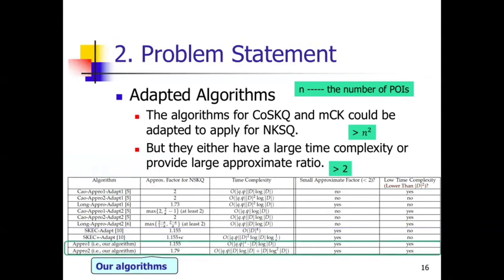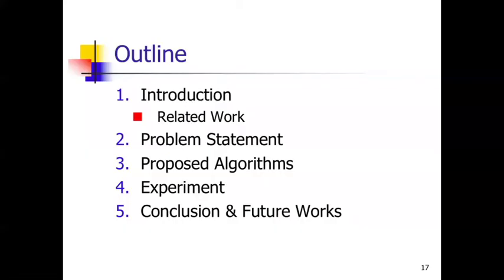And the two algorithms in the green box are our algorithms. As you can see, they both have a time complexity smaller than n squared and an approximation ratio which is smaller than 2. Now let me present our proposed algorithms.